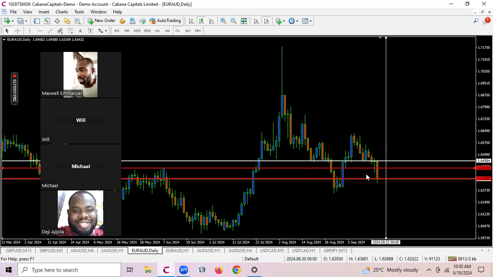But after filling this fair value gap, if a bullish reversal pattern forms, I'm going to risk buying Euro Australian dollar. My stop loss will be this low. If this low is cleared, then we should expect price to drop down to this next fair value gap below. So my stop loss will be at this level. You just have to accept that you'll be wrong.